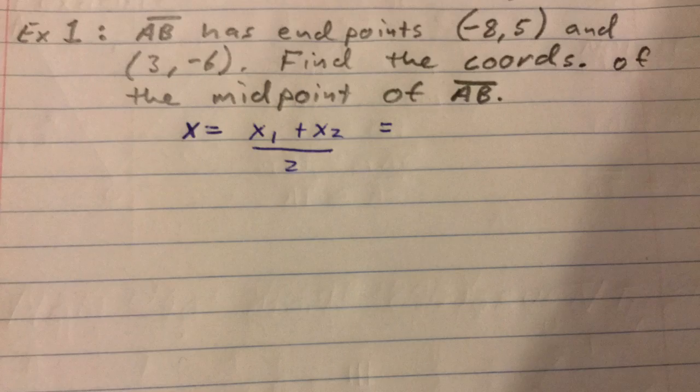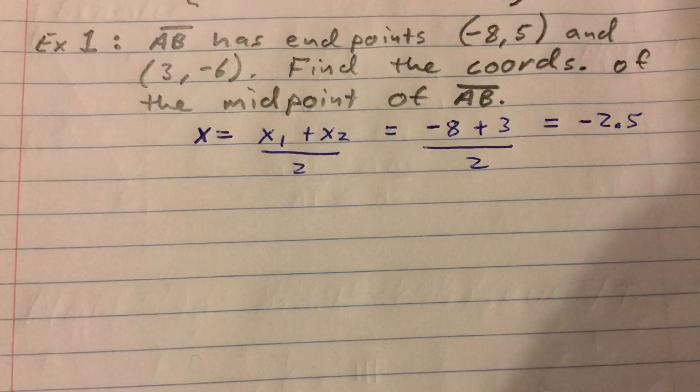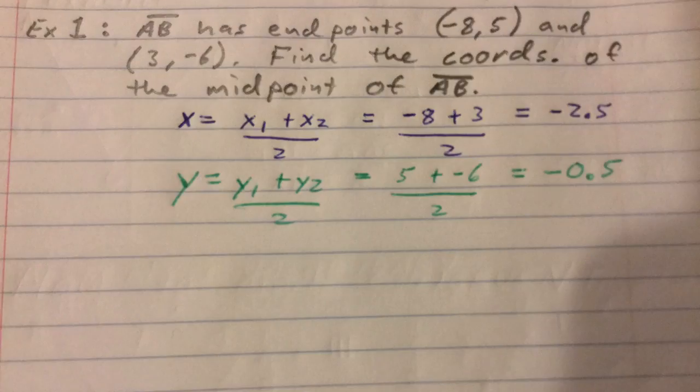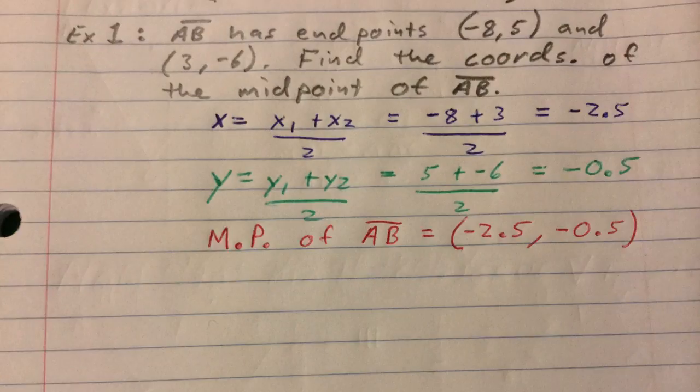The x-coordinate of the midpoint should be from -8 and 3, right? The x-coordinates of the endpoints. And so we'll sub those into our midpoint formula. For the y, we'll take 5 and -6. We'll sub those into the midpoint formula. So we have an x-coordinate of -2.5 and a y-coordinate of -0.5.